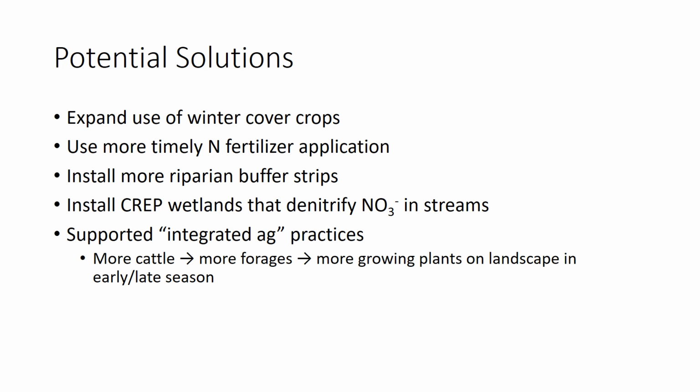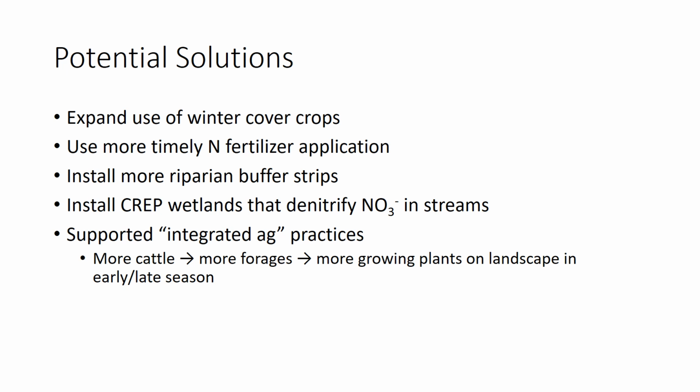Now, in terms of improving the water quality, there are ways that this problem could be fixed. So one could be expand the use of winter cover crops, and also the use of more timely nitrogen fertilizer application would help a lot. So right now, most of the nitrogen that's applied is injected as anhydrous ammonia in the fall. If that anhydrous ammonia injection were to happen in the spring, then there's less time for all the ammonia to be converted to nitrate and leached out. So there's just less chance of leaching to occur if it's injected in the spring. So delaying nitrogen application to the spring would be a huge help.